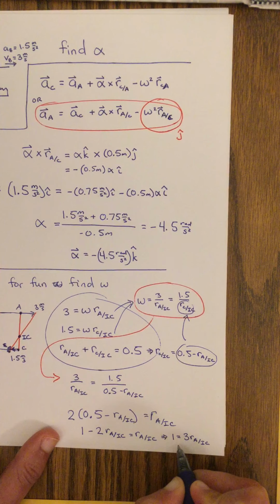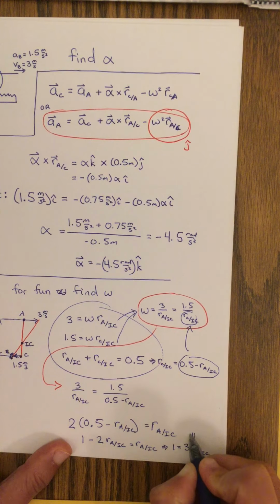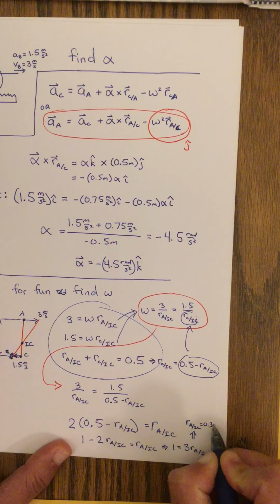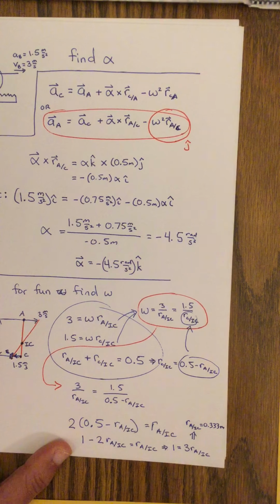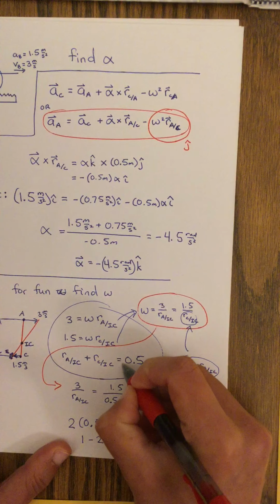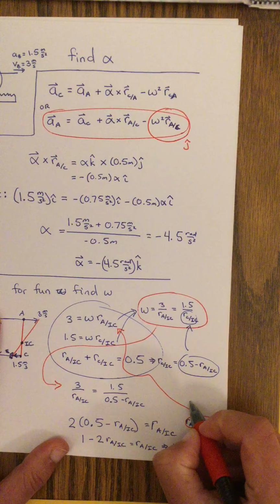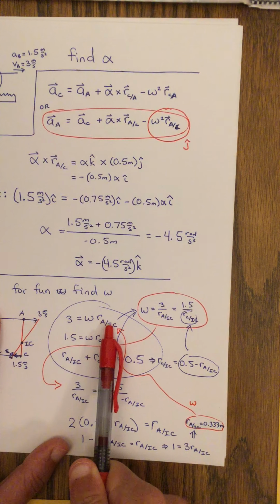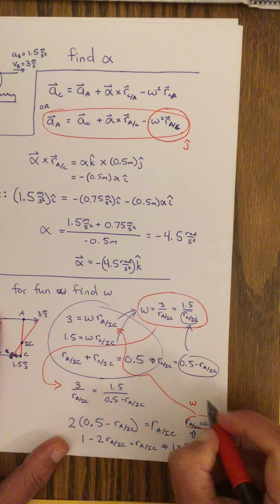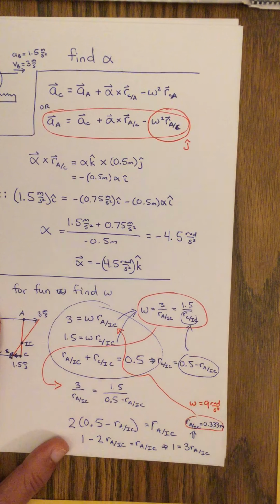The units for that should be meters, so it's 1/3 of a meter. You can take that, so let's say 0.333 meters. You can take this, put it back up here, and you get omega. If you bring the RA over IC to the other side, you're dividing by 1/3, which gives you 9. And this is radians per second squared.